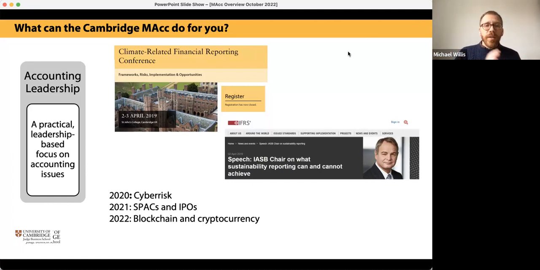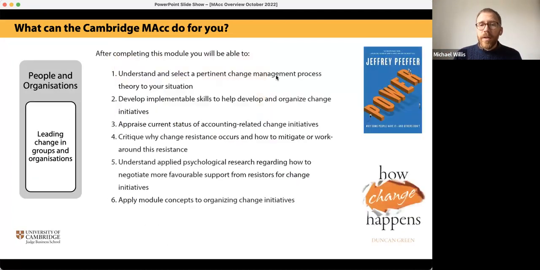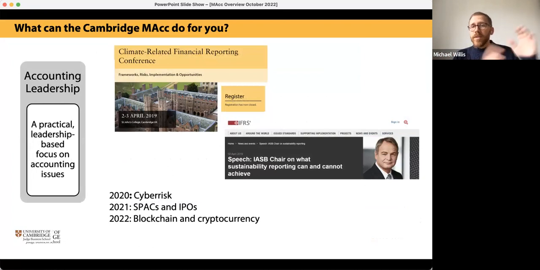Our first conference in 2019 was related to climate-related financial reporting. The keynote speech was given by Hans Hoogervorst, who at the time was the chair of the International Accounting Standards Board. We bring in the global experts on all of these topics. In 2020, the topic was cyber risk, so accounting for cyber risk, and how to think about cyber risk in an organization, how to lead in that environment.